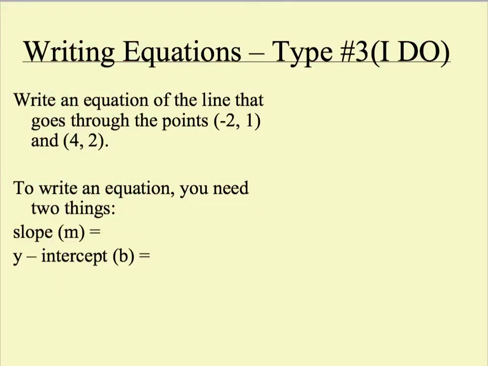Okay, so to write an equation in slope-intercept form when you only have 2 points, we first need to find the slope. Remember that slope is y2 minus y1 over x2 minus x1. So I'm going to call this point x1, y1, and this one x2, y2. Remember, it doesn't matter as long as one whole set is 1 and one whole set is 2.